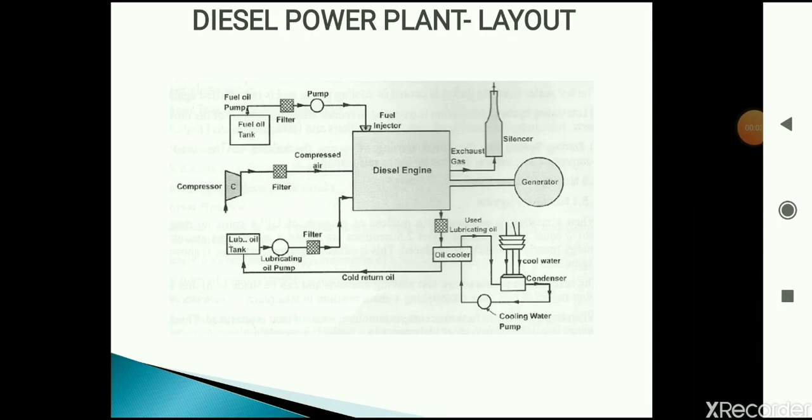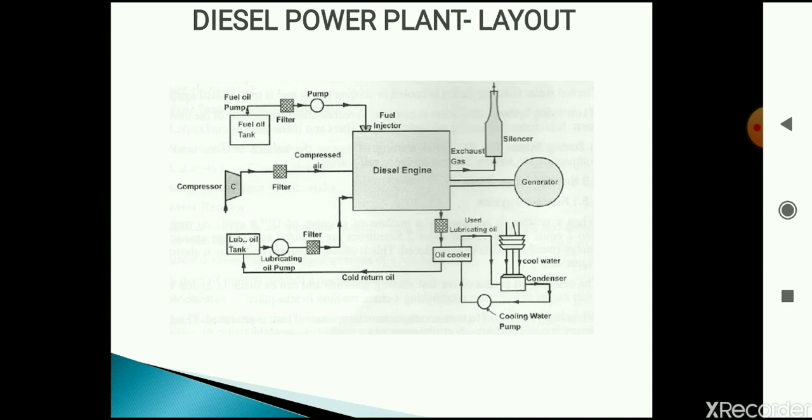This is another type of power plant, that is diesel power plant. Figure shows general layout of diesel power plant. It consists of a diesel engine which is used to generate the mechanical output. This mechanical output is given to the generator.